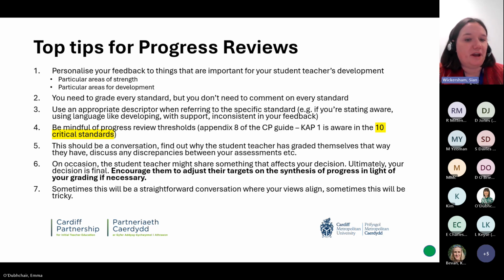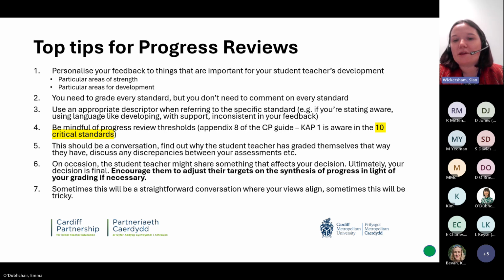Be mindful of the progress review thresholds. So Appendix 8 of the Clinical Practice Guide. As I said earlier, CAP 1 is aware in the 10 critical standards. Sometimes you might think, okay, I'm confident that my student teacher is aware in 9 of these 10 critical standards, and then one of them, I'm a little bit borderline on. Some days I think, yep, they're probably aware. Other days I think actually maybe they're unaware.